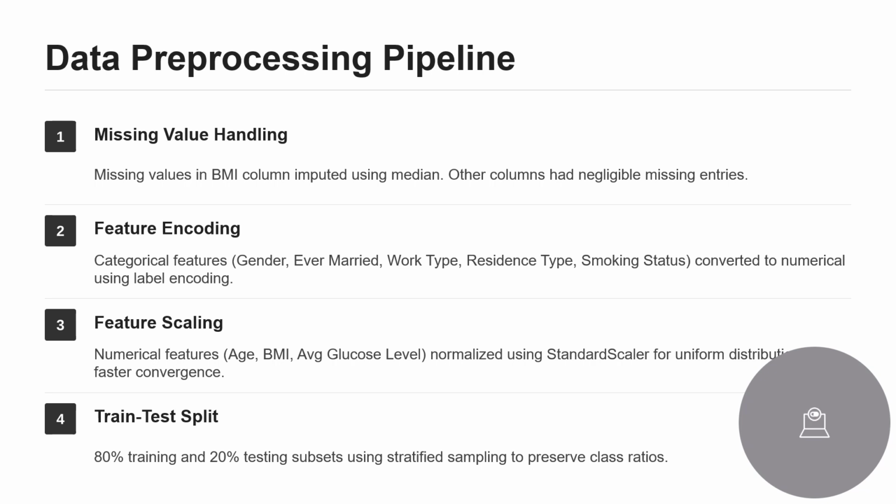For pre-processing, we handled missing BMI values using the median, converted categorical features into numerical form using label encoding, normalized numerical features using standard scaler, and performed an 80-20 stratified train test split to maintain the same class distribution in both datasets.